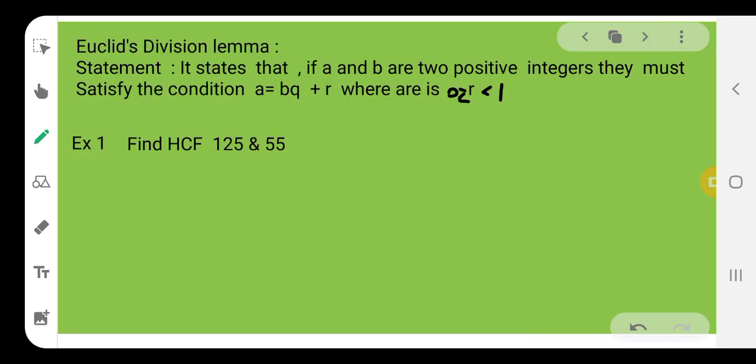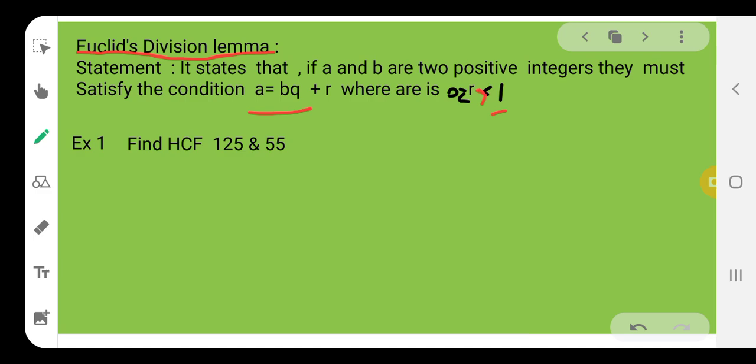So let us go to Euclid's division lemma. Euclid's division lemma is nothing but a set of steps by which you can divide a number, right? It states that if a and b are two positive integers, they must satisfy the condition a equal to bq plus r, where r is greater than or equal to 0 and less than b.